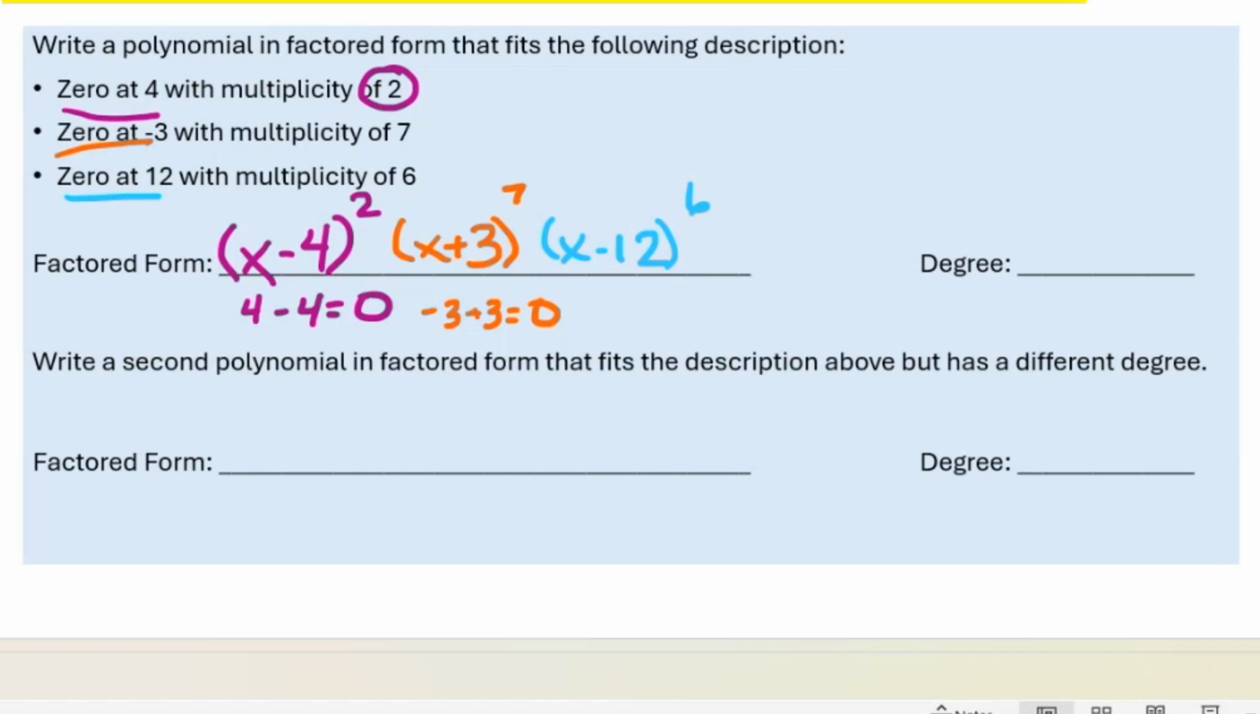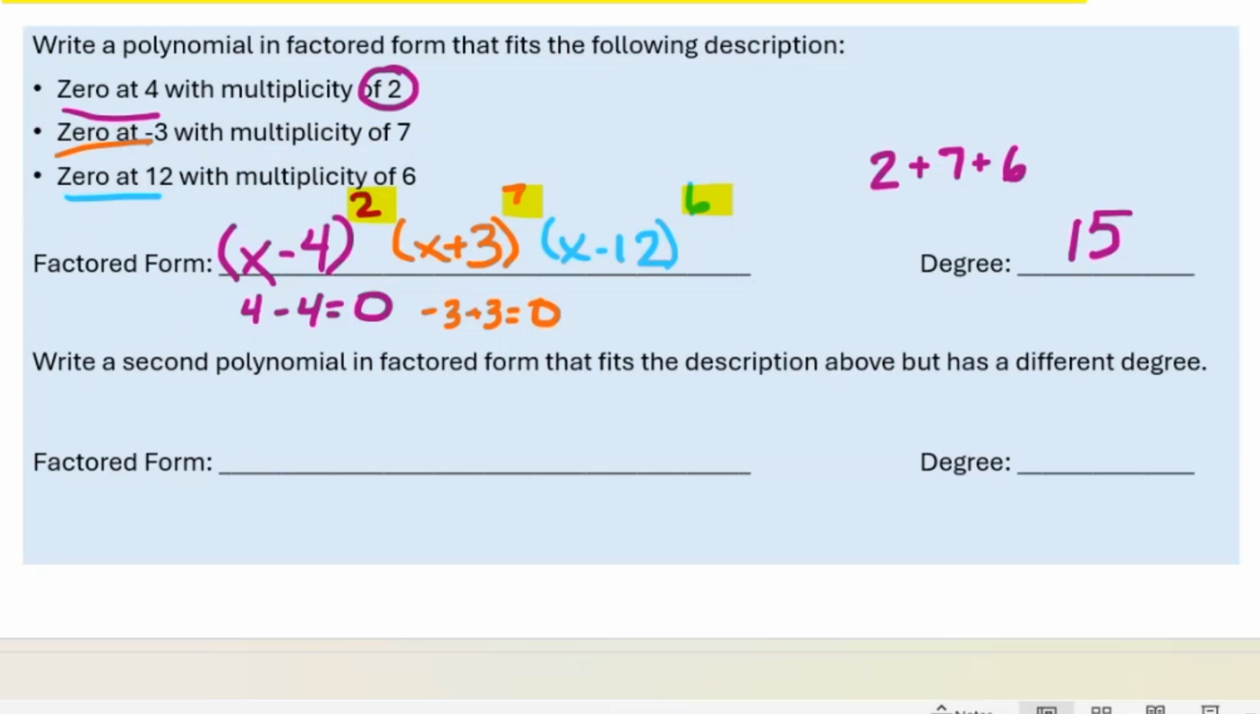In order to figure out the degree, I take these 3 values, those multiplicities, and I just add them up. So 2 plus 7 plus 6. 2 and 7 is 9. 9 and 6 is 15. So if I multiplied this fully out, I would see the exponent of 15 in the final product, the x to the 15th, and then the other terms.